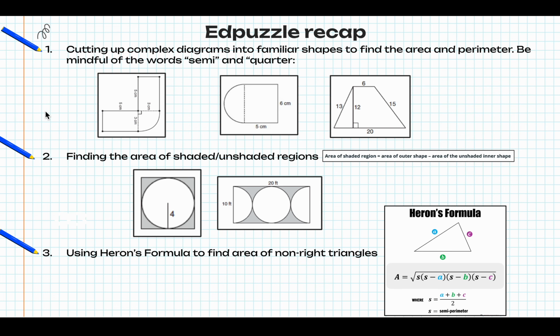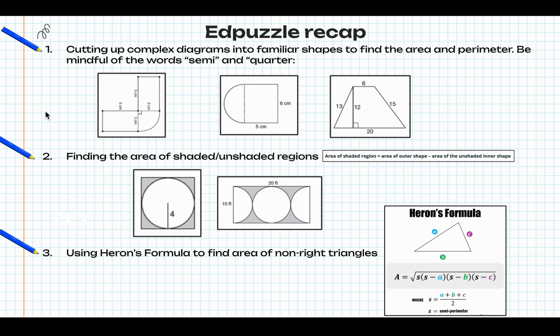So here's our Edpuzzle recap. So skill 1, we're cutting up complex diagrams or compound figures into familiar shapes to find the area and perimeter. Be mindful of the sides that are not on the outside when you're finding your perimeter, and be mindful of the words semi and quarter when you're dealing with your circles.